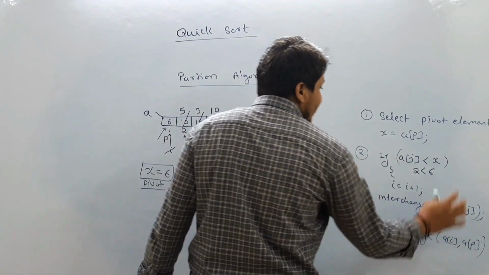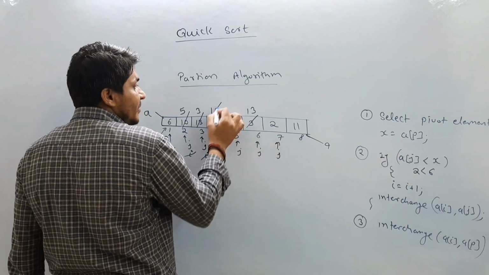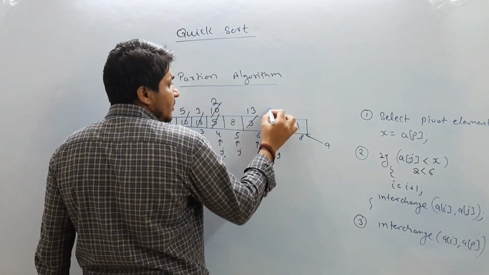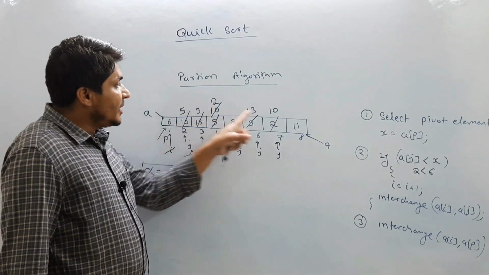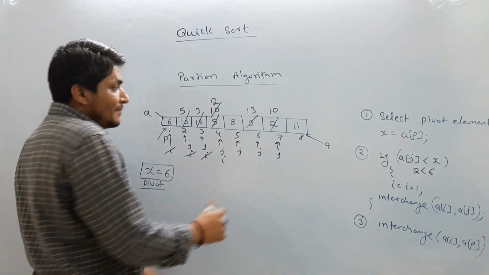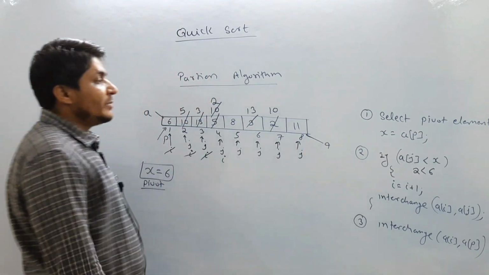Now interchange A of I and A of j. A of I means what? 10. A of j means what? 2. So it will become 2 and it will become 10. Then simply I will increment the value of j. Now j will become 8.